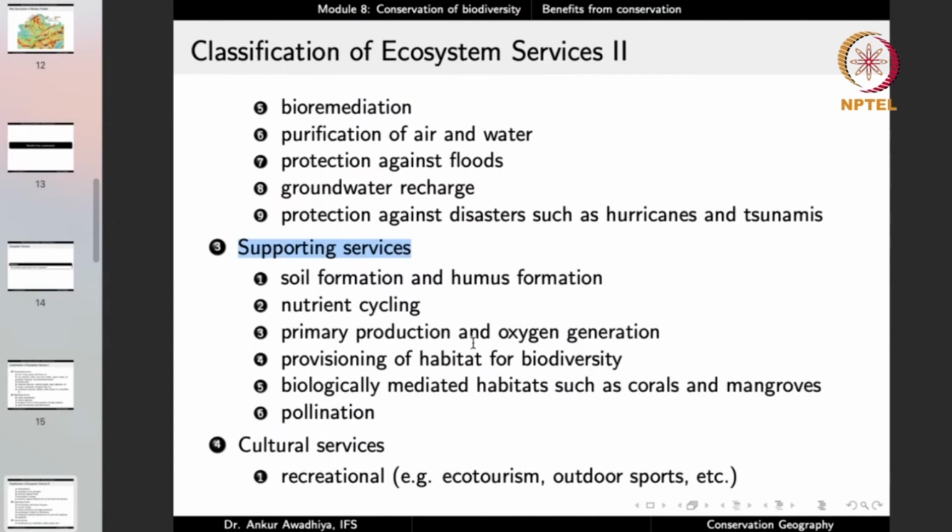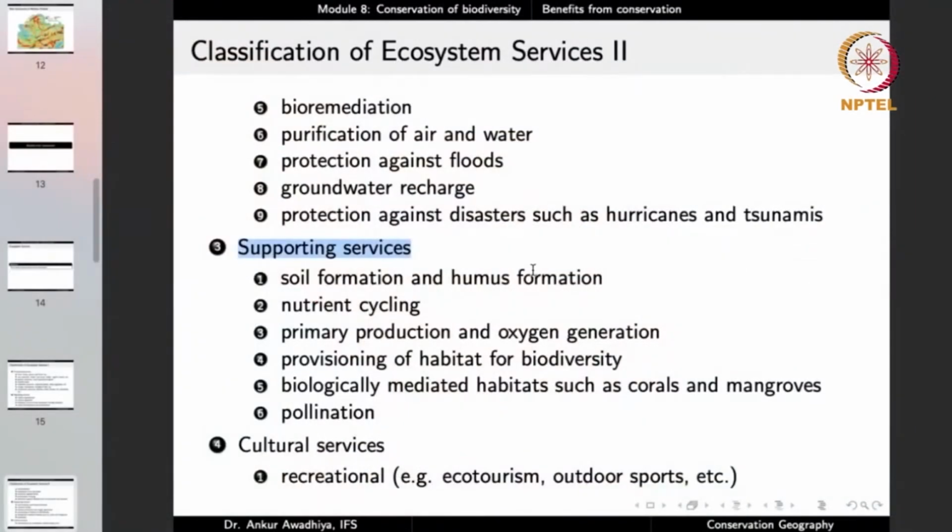They perform primary production and oxygen generation, meaning that they convert carbon dioxide into biomass, and this biomass sustains a large number of other organisms because this acts as food for other organisms, and in this process they also generate oxygen. Now we have observed before that the great oxygenation event that changed the composition of the atmosphere was brought about by plants, and plants are still doing the job of oxygen generation, which supports all different forms of life. So this is another supporting service.